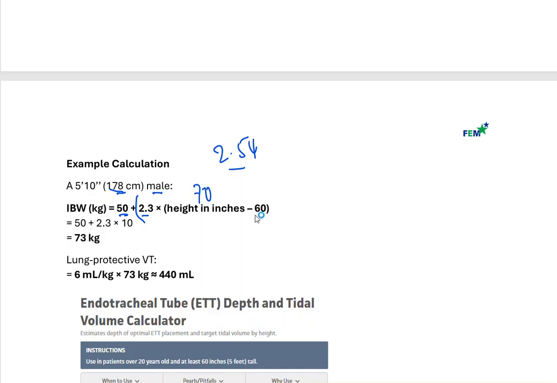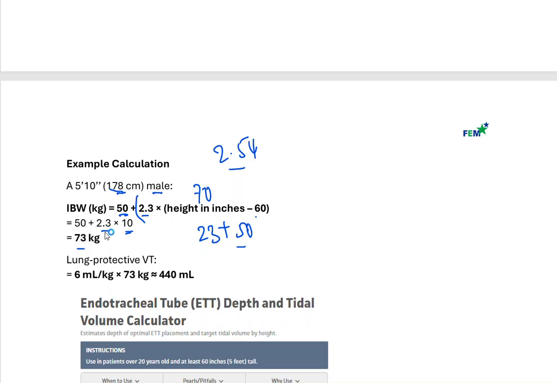So 70 minus 60, that gives us 10. And then 2.3 multiplied by 10 will be 23. And if you add 23 to 50, that will give us 73 kg. So that means the ideal body weight for this patient is 73 kg.